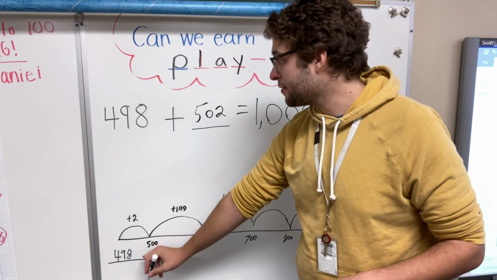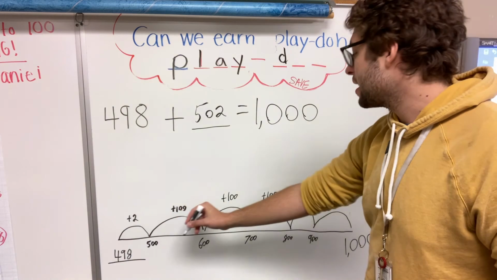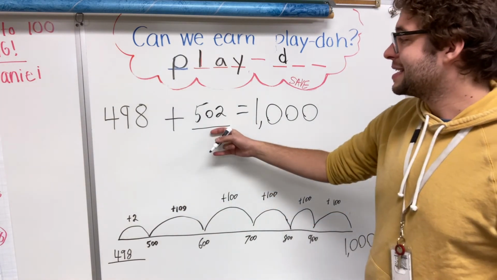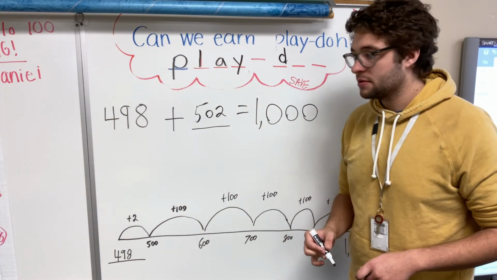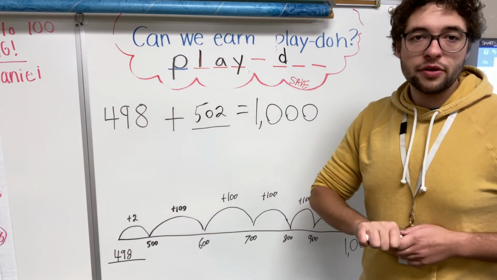I know that I started at 498 because that was the number I was given in my equation, and I added up all my jumps to get my other number that was left blank. Perfect. Now you can try it on your own with the other problems on your sheet.